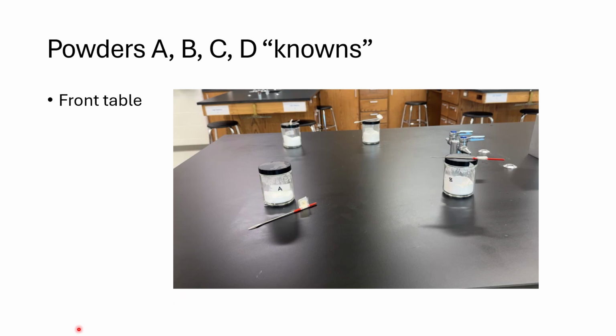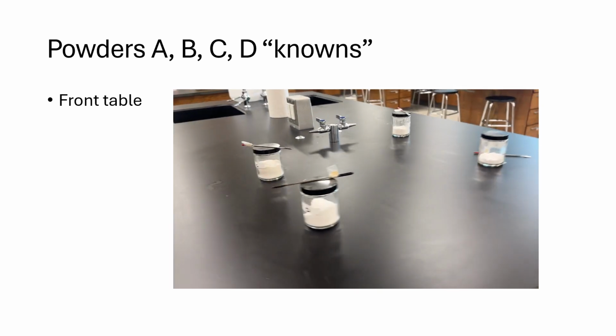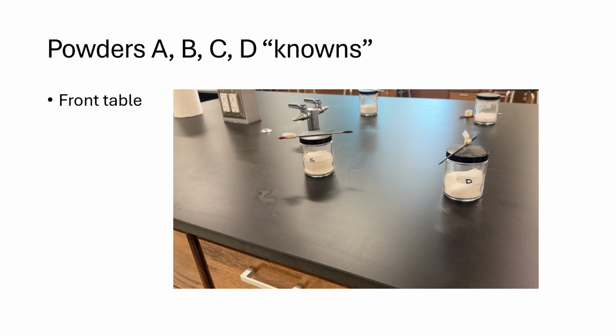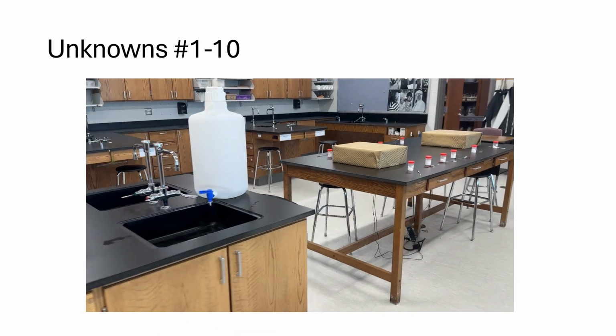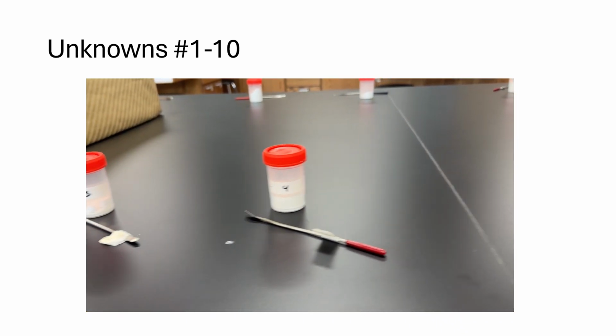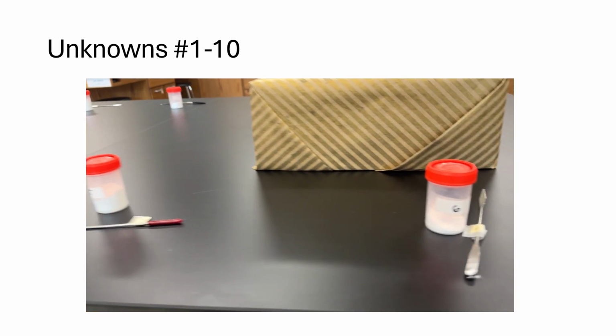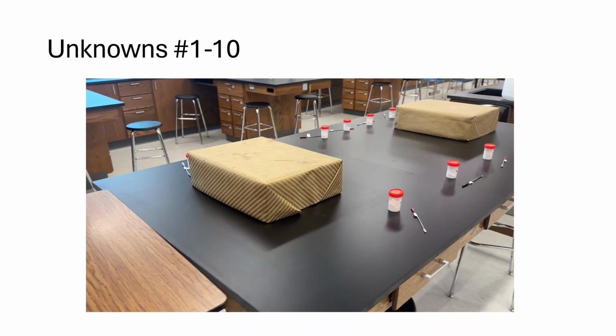So if you look at the front table here, the front table is going to have 4 vials, A, B, and then on the other side, C and D. Those are what we call the knowns, because we're going to figure out the interactions between those and the indicators. On the back table, however, as we walk to the back here, we'll see that there are vials numbered 1 through 10. On one side, we have 1 through, you can see 6. And then we go to the other side, and we have numbers 7 through 10.